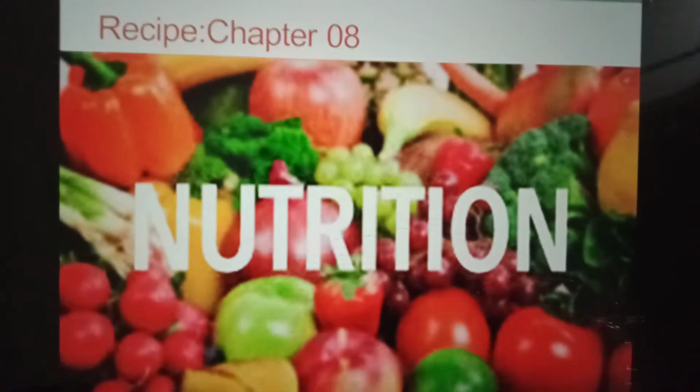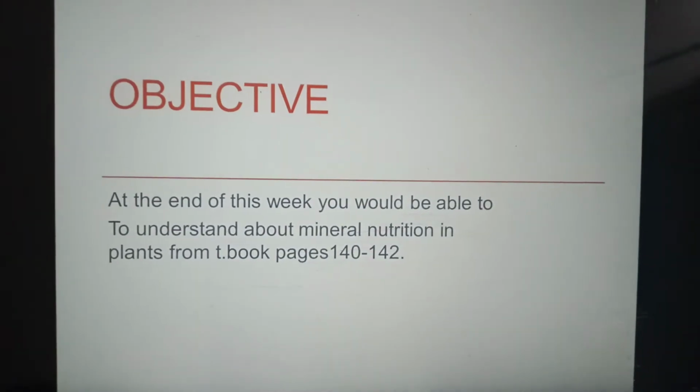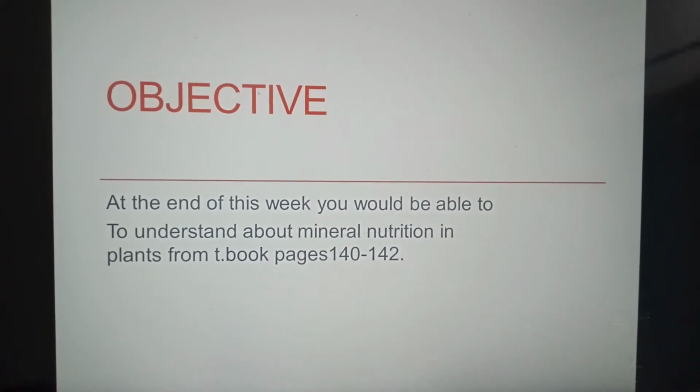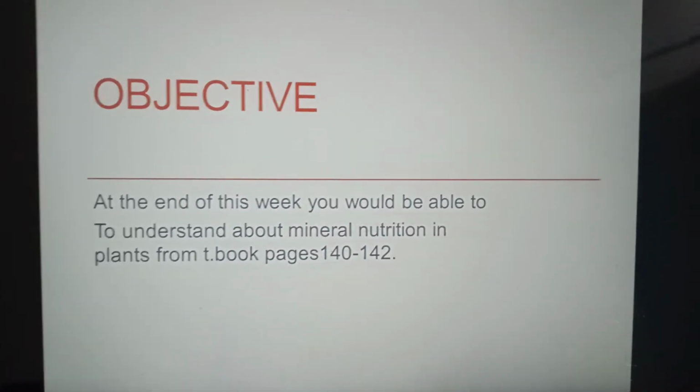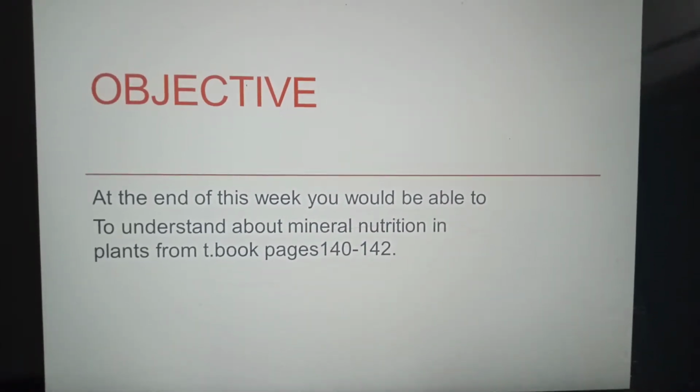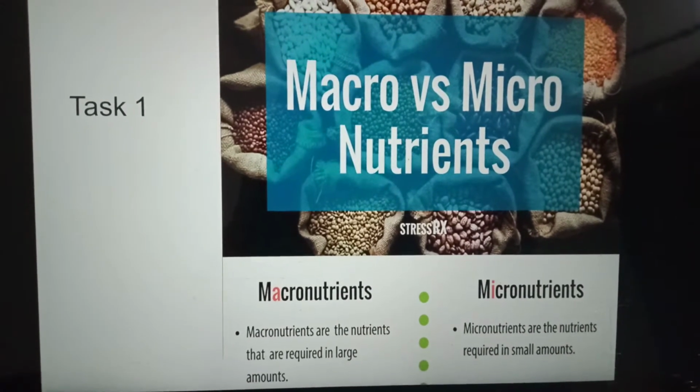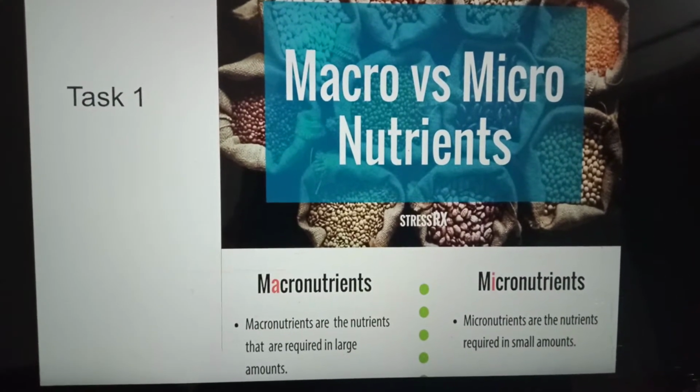Recipes chapter number 8, Nutrition. The objective is that at the end of this week you would be able to understand about mineral nutrition in plants from textbook pages 140 to 142. Task 1: to understand about macronutrients and micronutrients.